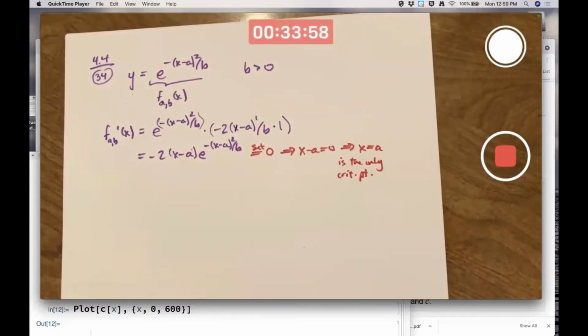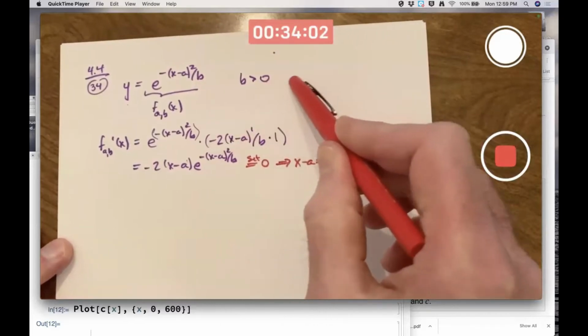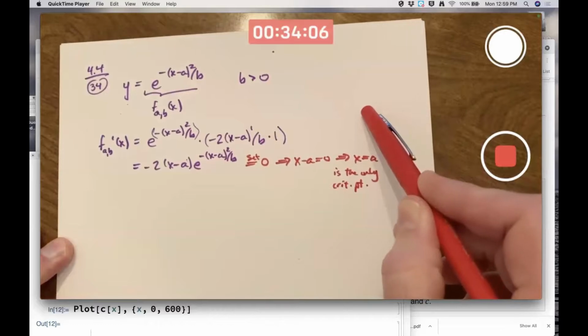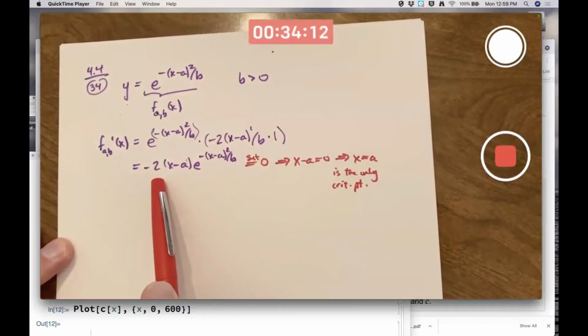I've been telling you this is a bell-shaped curve. The graph of this looks about like this. In fact, that's going to mean there's going to be a maximum at a. In fact, this derivative does change sign from, careful here, positive when x is less than a and negative when x is bigger than a.